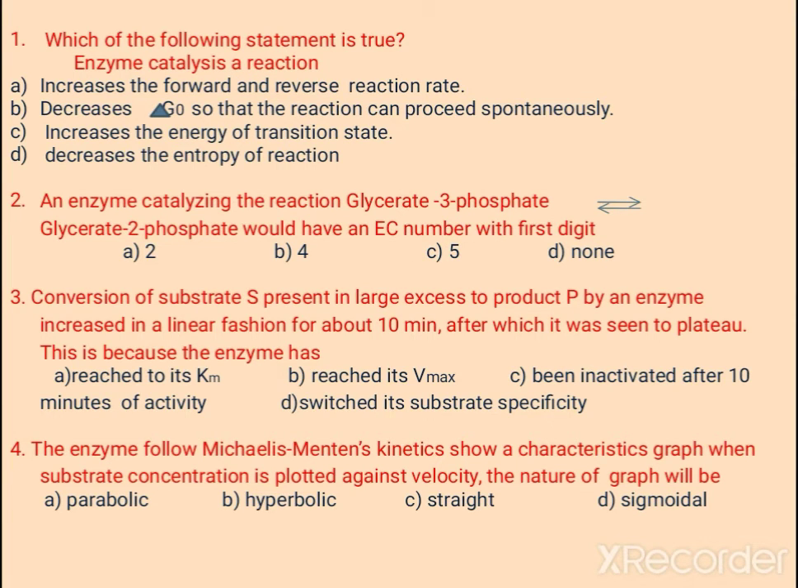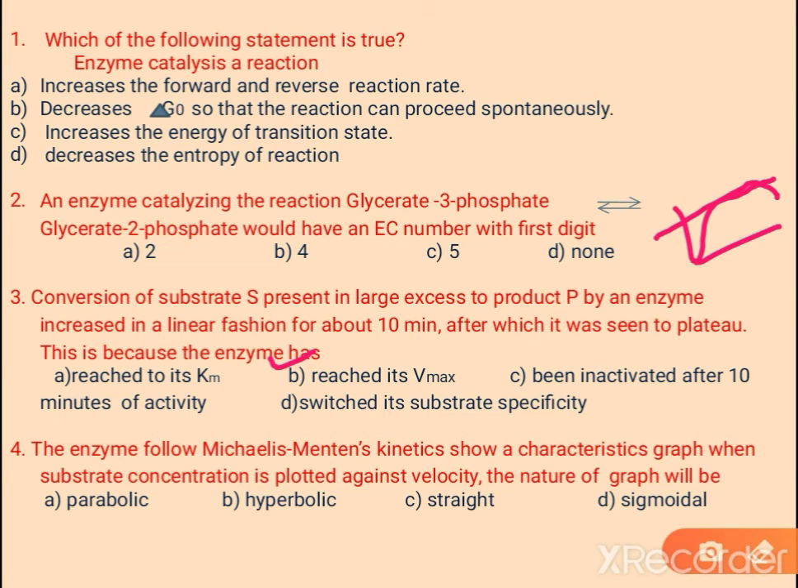Number 3. Conversion of substrate present in large excess to product by an enzyme increased in a linear fashion for about 10 minutes, after which it was seen to plateau. This is because the enzyme has reached its maximum velocity. The graph of enzyme is like that. This is the plateau region and this happens when it reaches the maximum velocity.